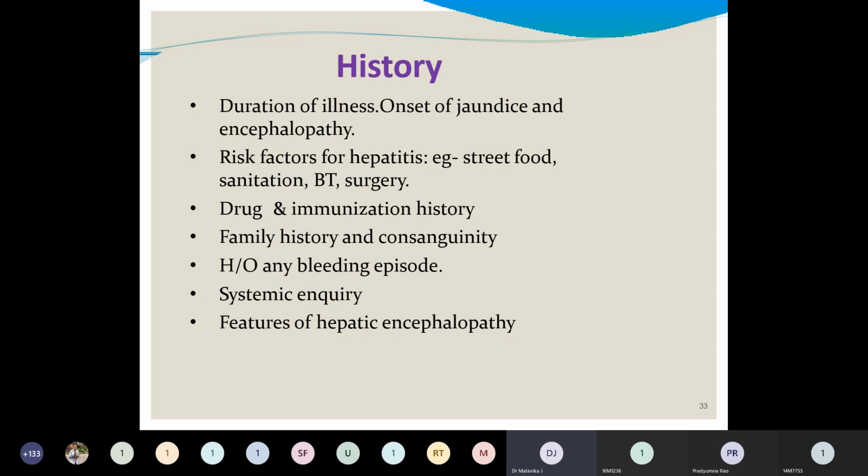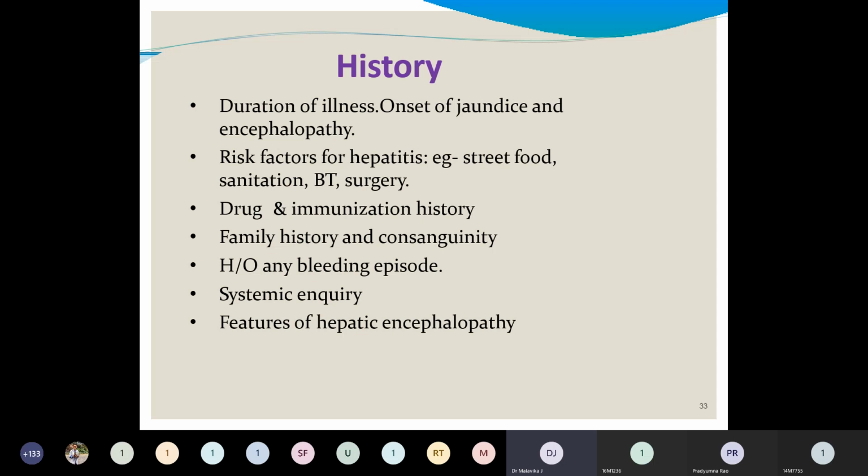And ask for risk factors for hepatitis, for example street food or any sanitation defect, and any prior blood transfusion or any surgery like gallbladder surgeries or any hepatic surgeries, and drugs and immunization history. Family history and consanguinity should be noted. History of any bleeding episode prior or at present, systemic inquiry of involvement of any other systems or any prior past history should be asked properly.